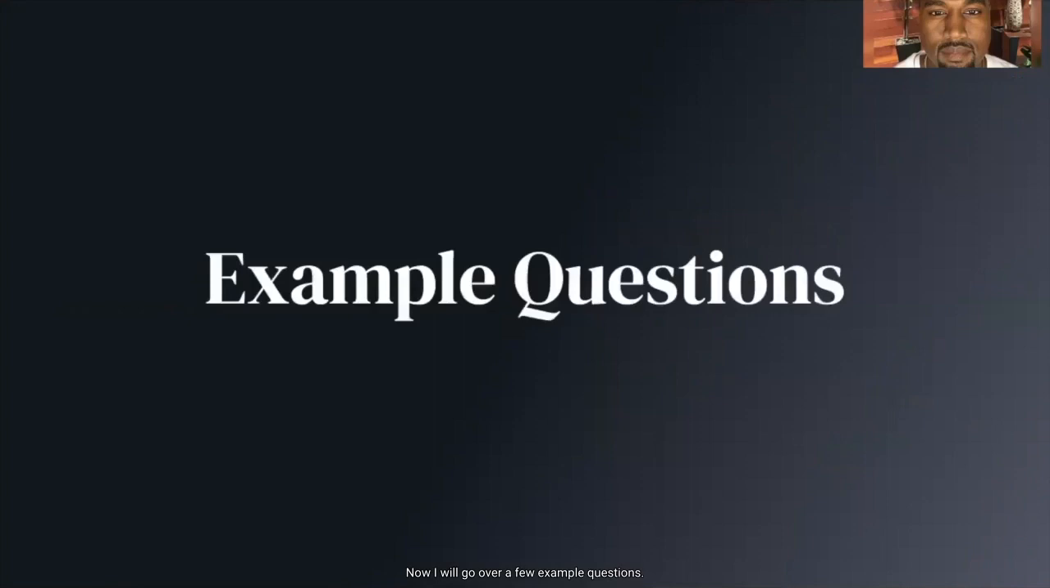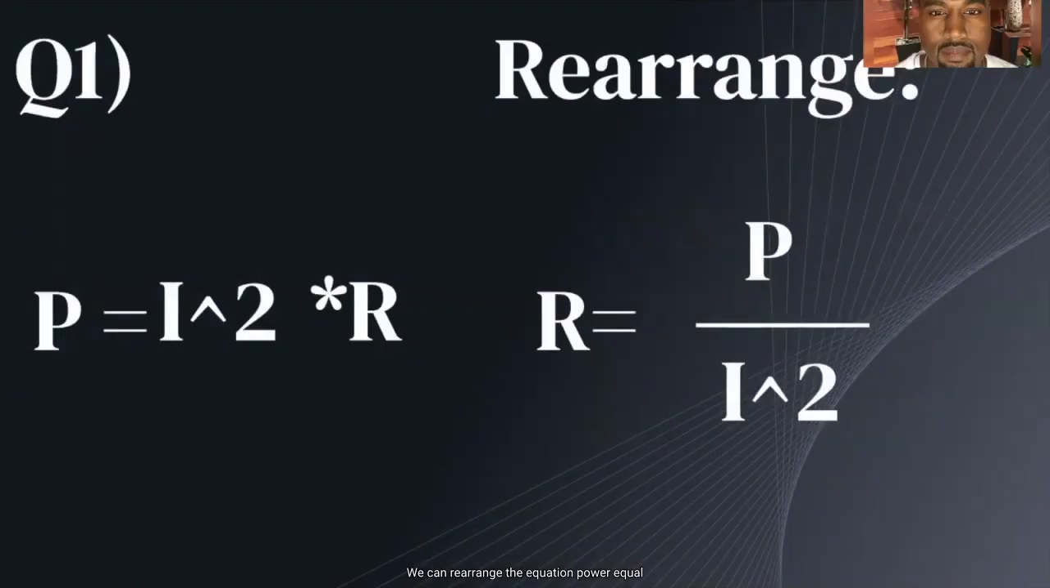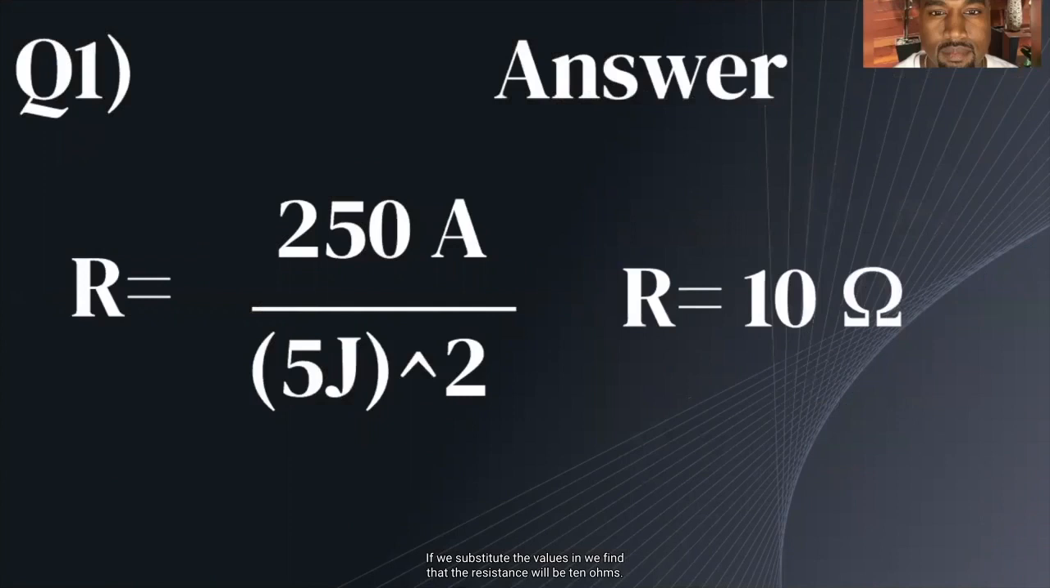Now I will go over a few example questions. If the power dissipated by a resistor is 250 watts and the current that runs through it is 5 amps, what is the resistance of the resistor? We can rearrange the equation power equals current squared times resistance to be resistance equals power over current squared. If we substitute the values in, we find that the resistance would be 10 ohms.